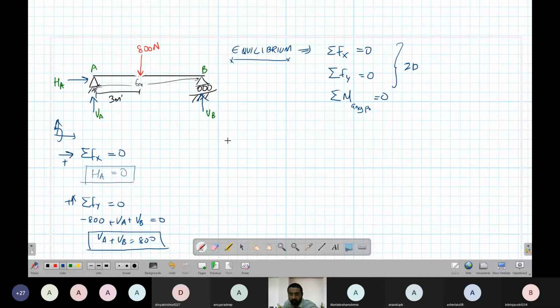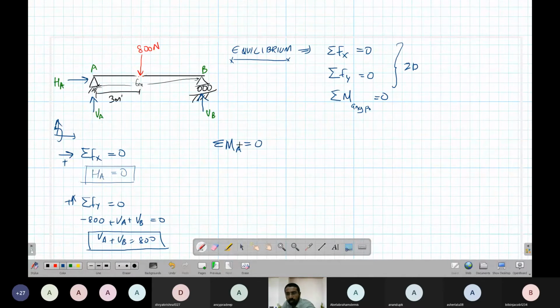Now, summation of moment about any point should be equal to 0. So I'll take one support. I'll take A. You can take B also. There is no problem here. You can take any point also. But there is an interesting reason why I am taking a support. You will observe it now.